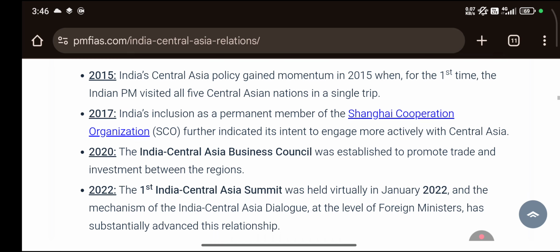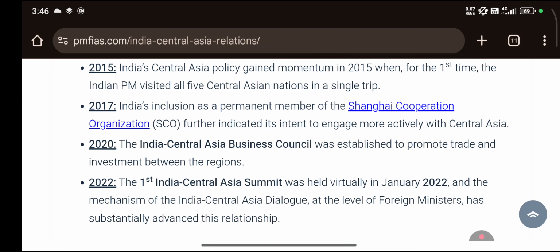Then in 2017, India's inclusion as a permanent member of the Shanghai Cooperation Organization further indicated its intent to engage more actively with Central Asia. So when India was included in the SCO, it indicated that India should engage more actively with Central Asia, because we know that SCO countries include Central Asian countries along with India, Pakistan, China, Russia, and others.